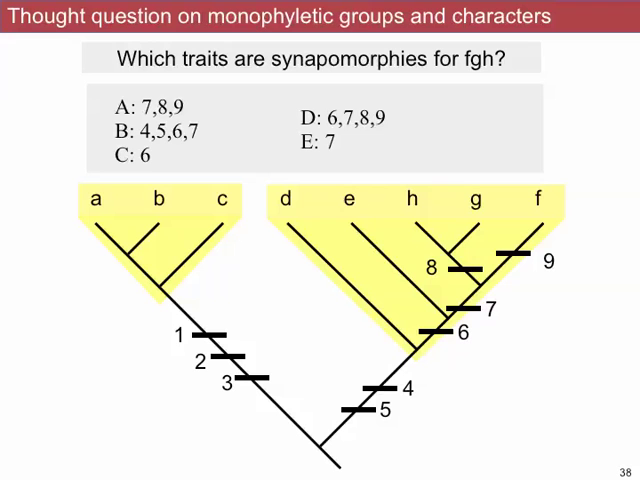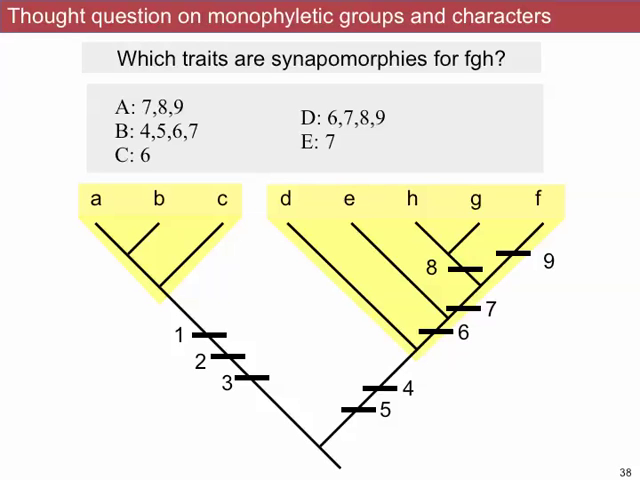Such features, when they are shared for a particular group and derived, that is, they evolved on this branch leading up to the common ancestor of that group, are known as synapomorphies. Shared derived traits for a particular group are synapomorphies. In essence, they evolve on the branch leading up to the common ancestor of a particular group.